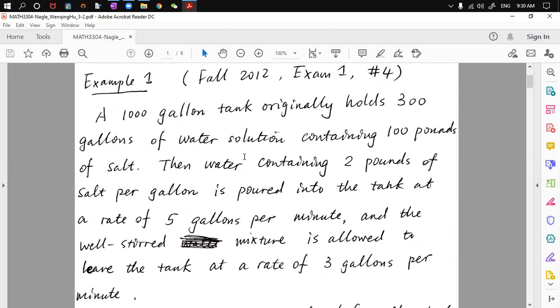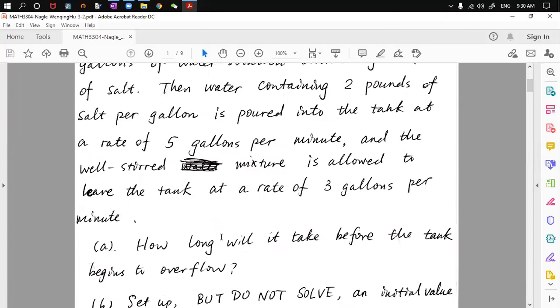The problem says that you have a 1,000 gallon tank. The 1,000 gallon tank originally holds 300 gallons of water solution containing 100 pounds of salt. Then water containing 2 pounds of salt per gallon is poured into the tank at a rate of 5 gallons per minute. And the well-stirred mixture is allowed to leave the tank at a rate of 3 gallons per minute.